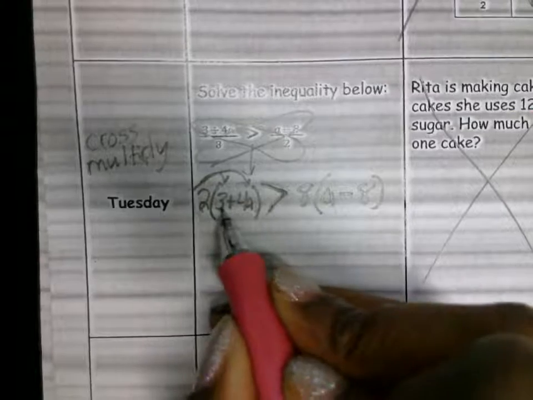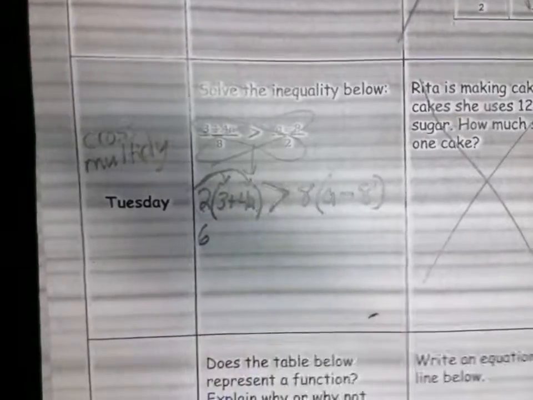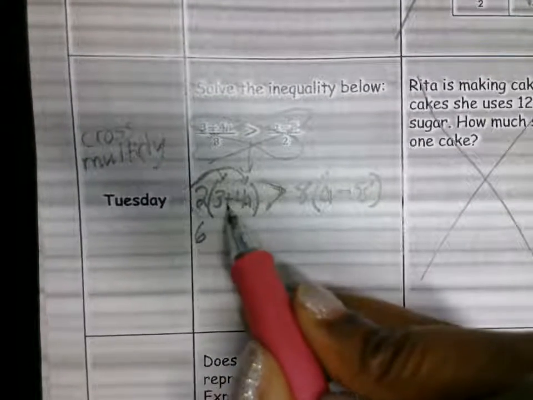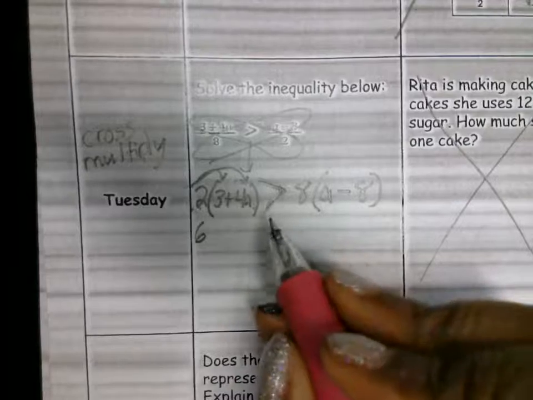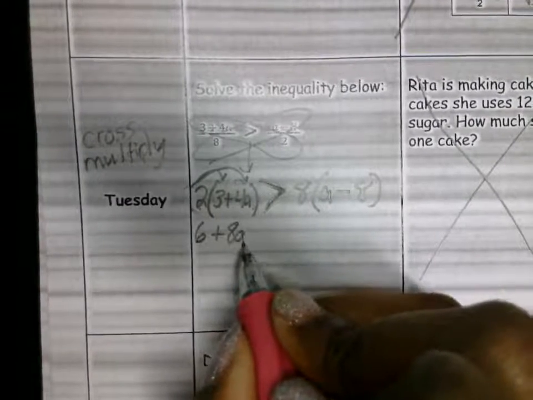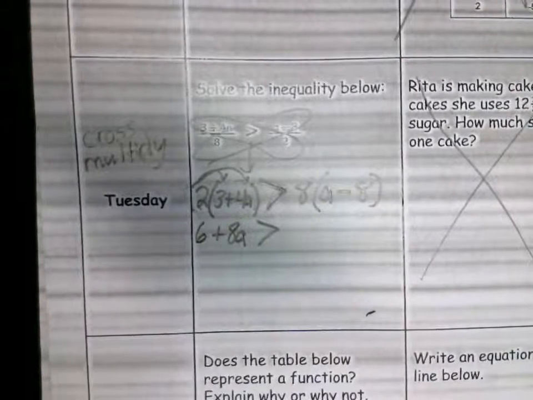What is 2 times 3? 6. Very good. What is 2 times a positive 4A? 8A. Good job. Write this down. Bring down the greater than symbol.